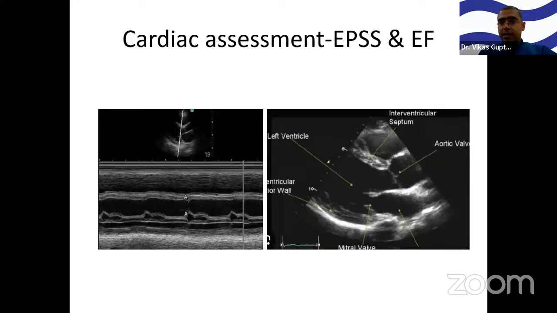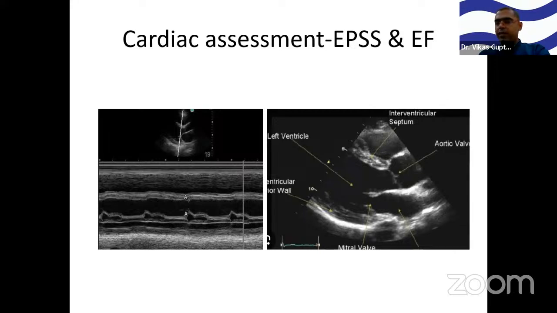The next is emergency cardiac assessment. Sometimes we suspect that the ejection fraction may be low, or there may be RWMA, regional wall motion abnormality. At that time, we can put the probe in a parasternal view. This looks so difficult, but it's not difficult.